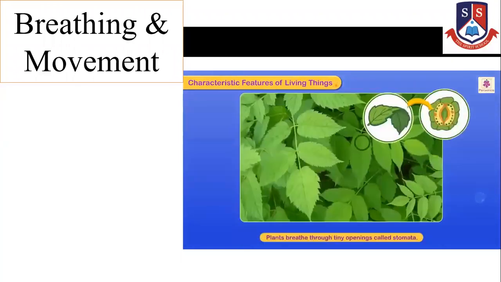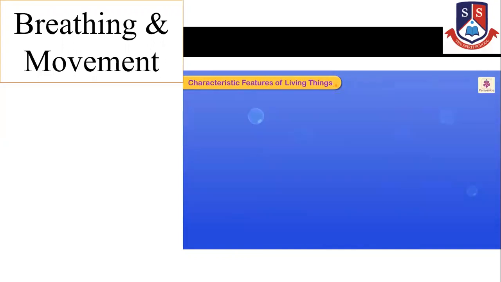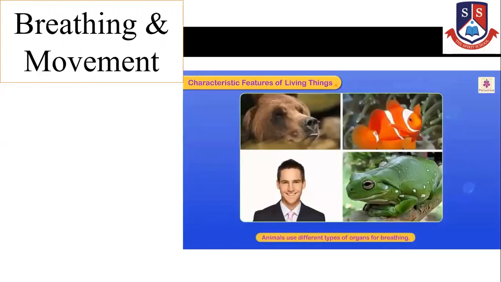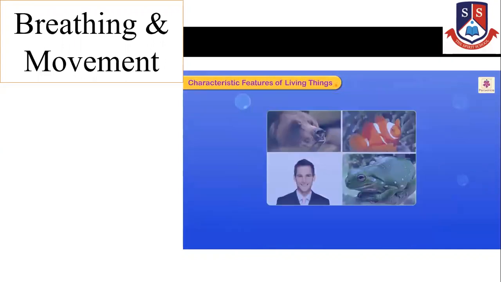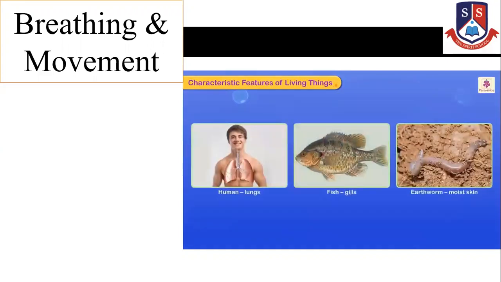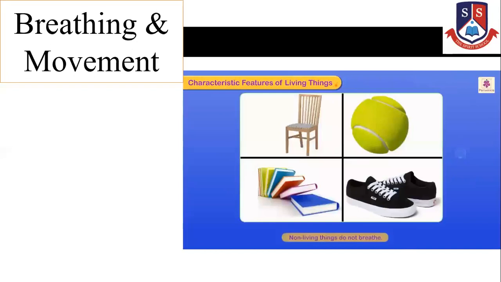Plants breathe through tiny openings called stomata. Animals use different types of organs for breathing. For example, we breathe through lungs, a fish breathes through the gills, and an earthworm breathes through moist skin. Non-living things do not breathe.